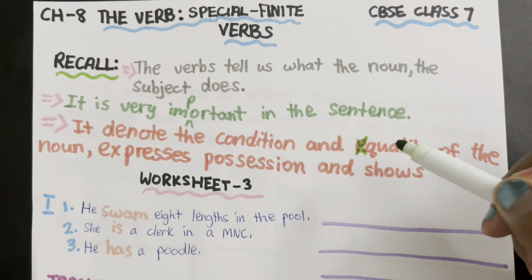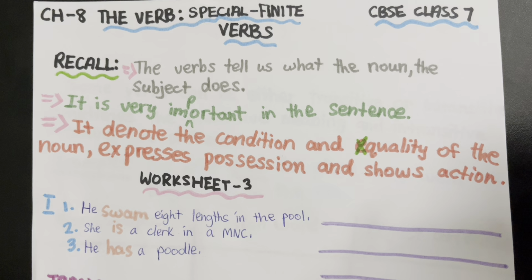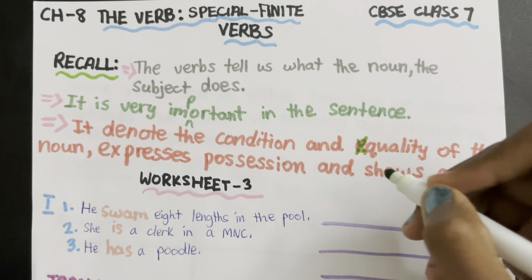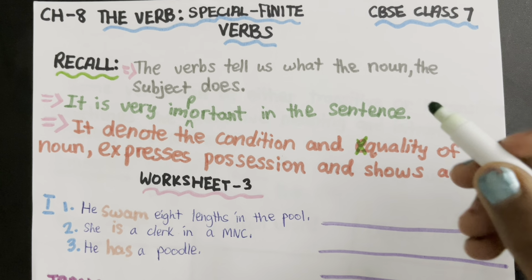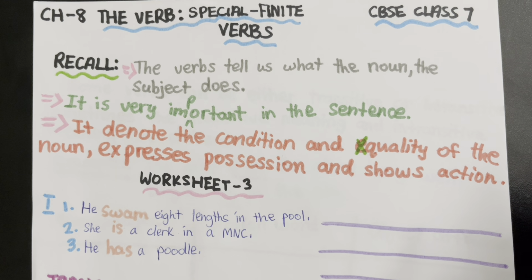The verb tells us what the noun, the subject, does. It is very important in the sentence. The verb tells us what the subject is doing in the sentence. It denotes the condition and quality of the noun, expresses possession, and shows action.